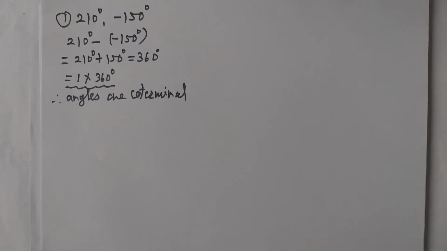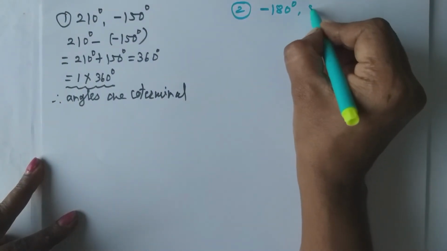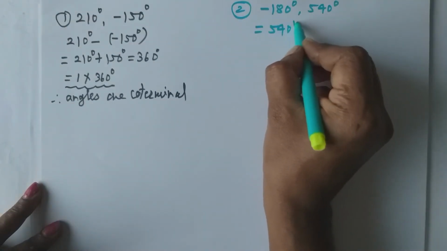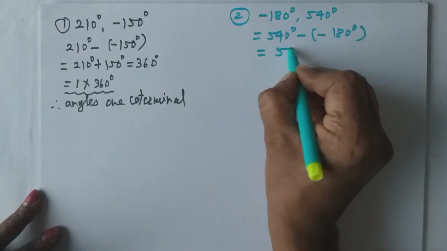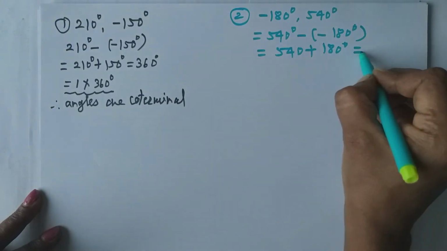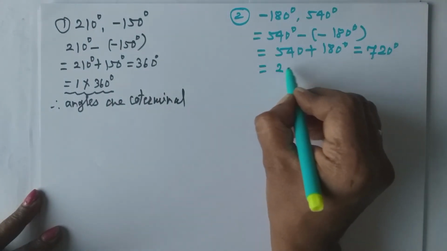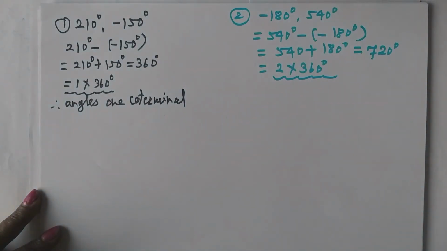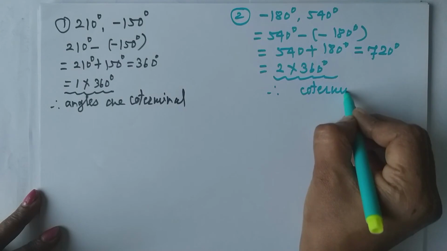Let's see the next example. Here the pair given is 180 degree and 540 degree. You take again the difference 540 minus of minus 180 degree, then this will be 540 plus 180 degree, and after addition this will be 720. And see that this is 2 times 360 degree. Again we got an integral multiple of 360. Therefore angles are coterminal. Okay.